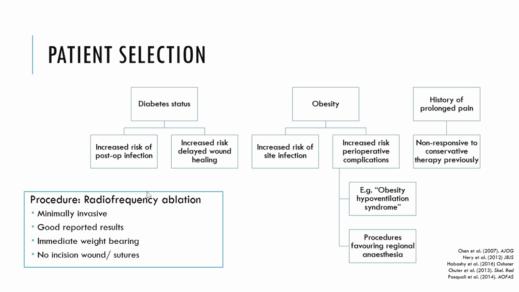As a result, the preferred initial invasive procedure would be to perform a radiofrequency ablation of the nerve. It is minimally invasive with good reported results. The patient can weight bear immediately, with there being no incision wound to increase risk of infection. Ablation was also chosen over a corticosteroid injection due to its higher long-term success rate and the patient having a history of being non-responsive to more conservative therapy.